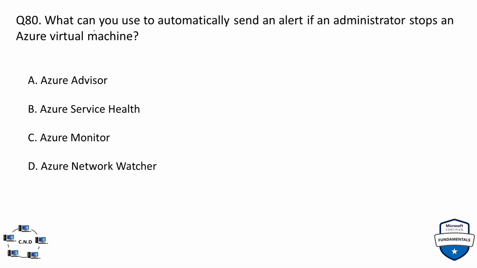Question number 80 is: what can you use to automatically send an alert if an administrator stops an Azure virtual machine? The options are option A, Azure Advisor, option B, Azure Service Health, option C, Azure Monitor, and option D, Azure Network Watcher. And the correct option is the Azure Monitor.